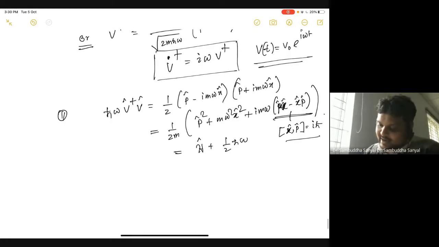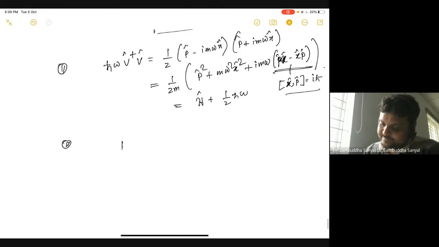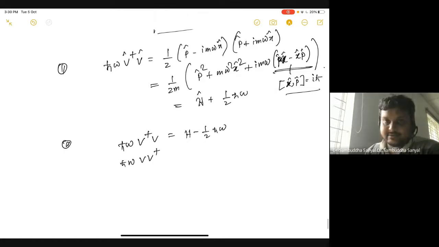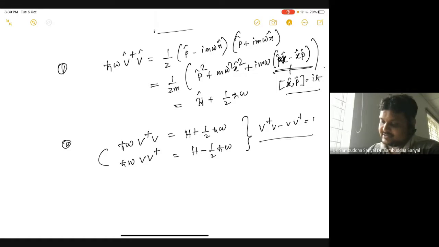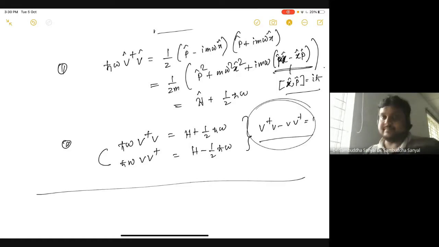So now you can rewrite this. Notice I am basically factorizing the Hamiltonian: H minus half h cut omega equals h cut omega b dagger b, and you can also do b b dagger, so one is plus and one is minus. And this must satisfy the relation that b dagger b minus b b dagger is 1, because if you just subtract these two, that is what you will get. So this is basically the outline, and that is where I'll stop for today.